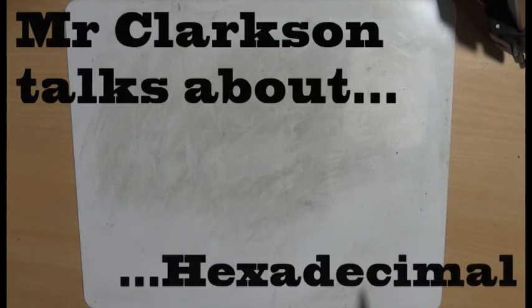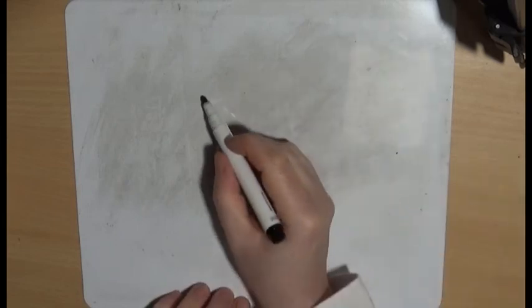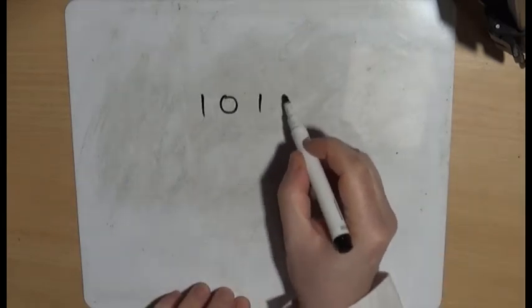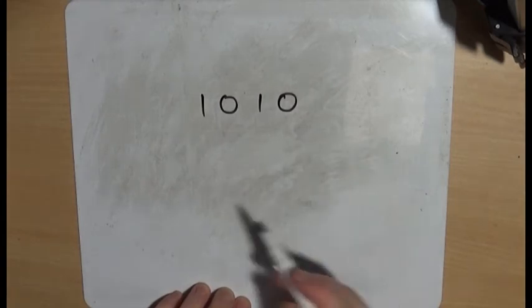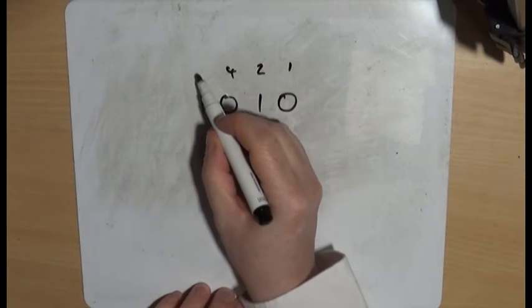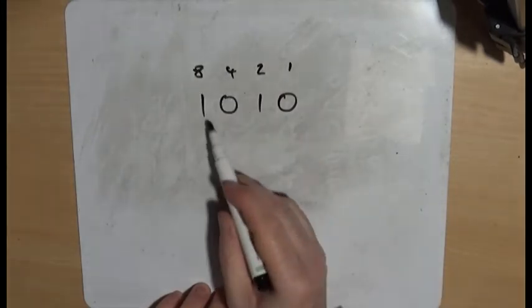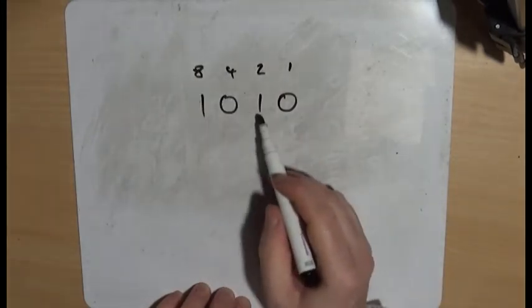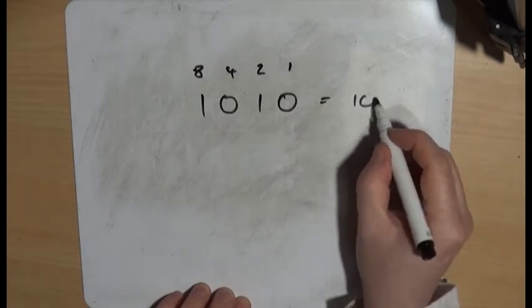Hello, so in this video we're going to talk a little bit about hexadecimal numbers. Now you're probably already familiar with binary numbers like this one, and the way we convert a binary number is if we have a 1 column, a 2 column, a 4 and an 8, then we simply add up. We've got 1 8, 1 2 and that gives us 10.